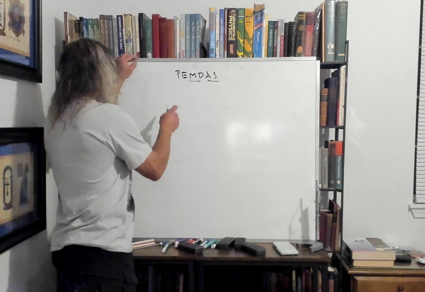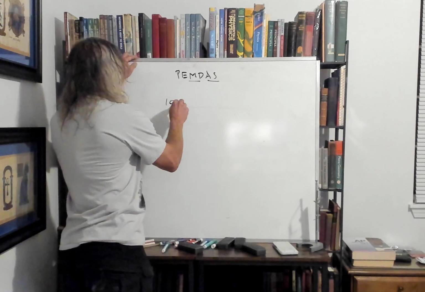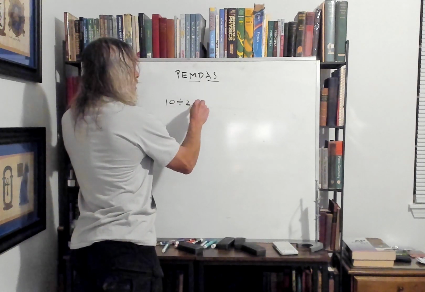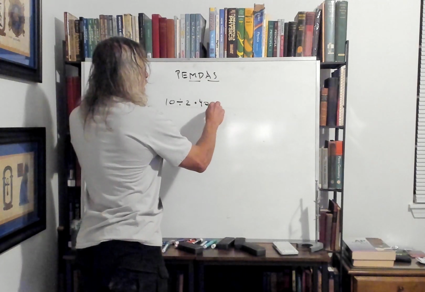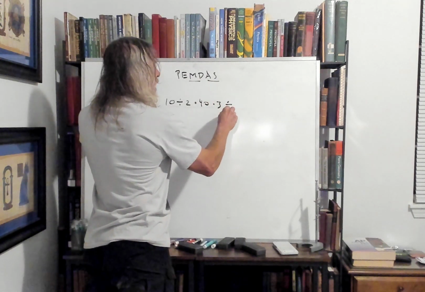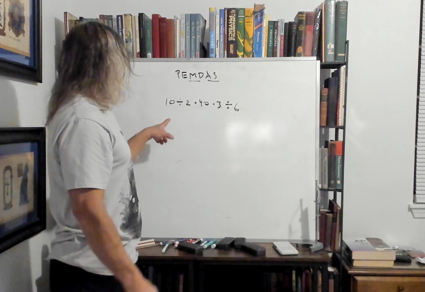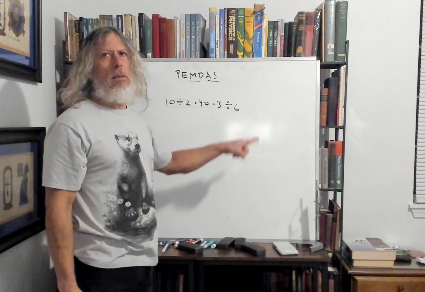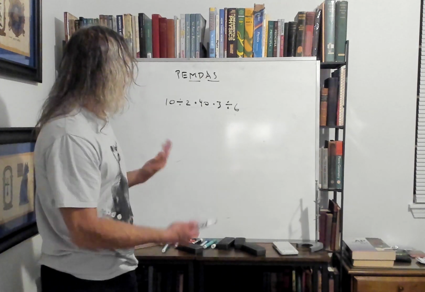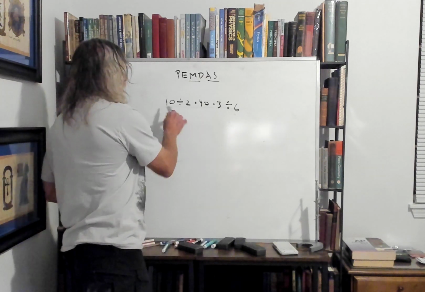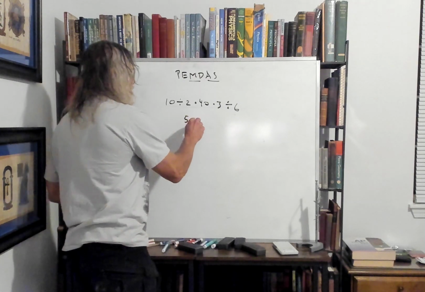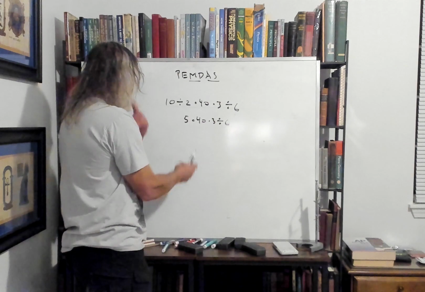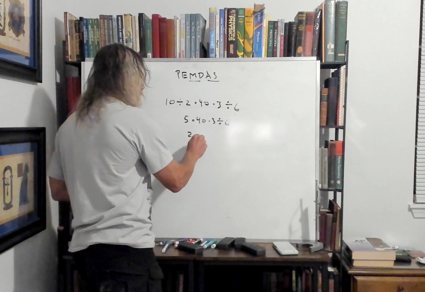So, for example, if we got 10 divided by 2 times 40 times 3 divided by 6, we do not do 2 times 40 first. We go from left to right. That's the order of our operations. So first, 10 divided by 2 is 5. And we get this. Then 5 times 40 is 200.